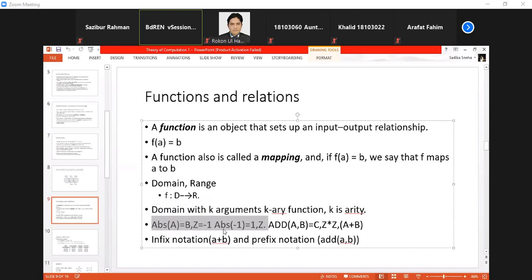Okay. Now we can see we have another function that says add(a, b). It means that you have to add the values of a and b.